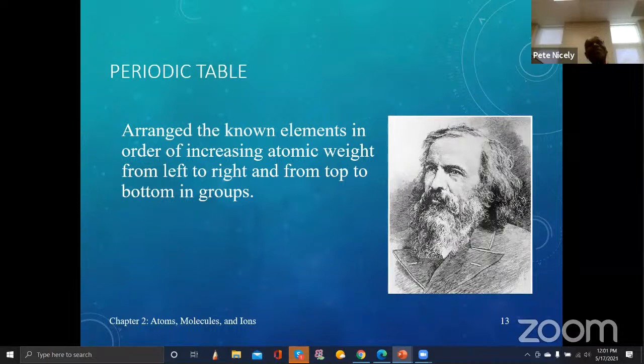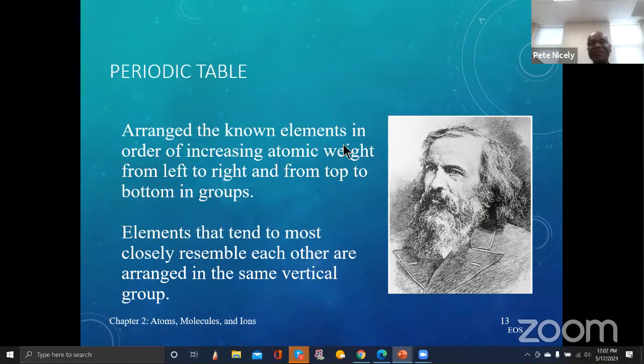Now, back then, there was no notion of protons and neutrons and so on. So therefore, the concept of atomic number wasn't known back then. The only thing that they knew that would identify the different elements would be the atomic mass. And that's what he had to work with, and that's what he used to put together his version of the periodic table.